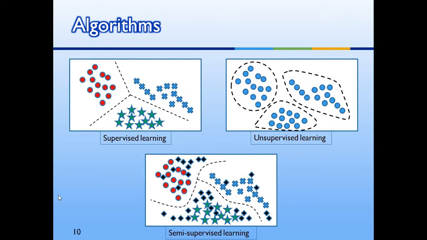Now, in supervised learning, you can go for classification of different kinds of values. In unsupervised learning, you go for n number of clusters, because you don't know how many classes there are. Semi-supervised learning is the mix of the above two.